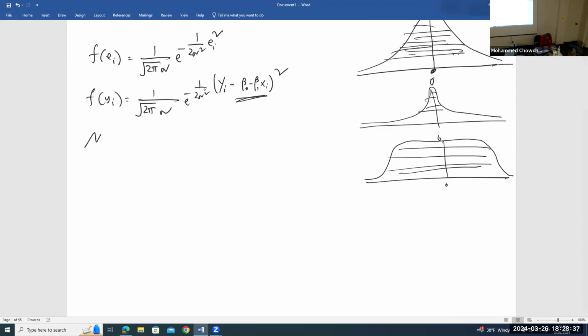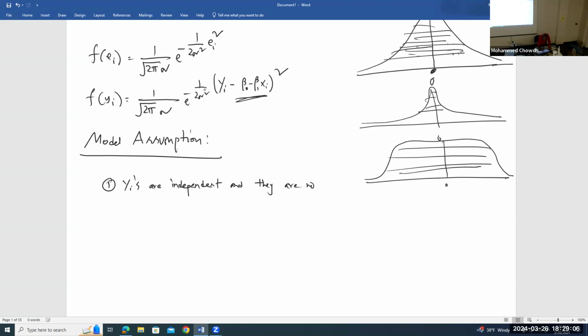Now, model assumptions. What are the model assumptions? Number one, the model assumption is YIs are independent and they are not serially correlated. Serially correlated. What do you mean by serially correlated?